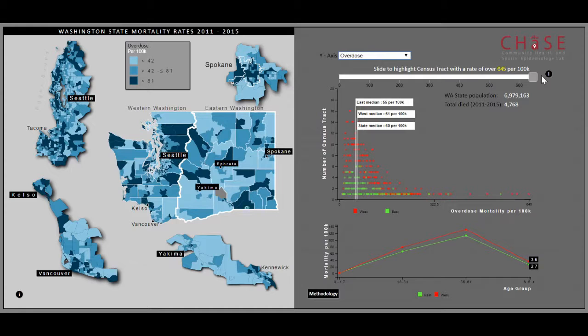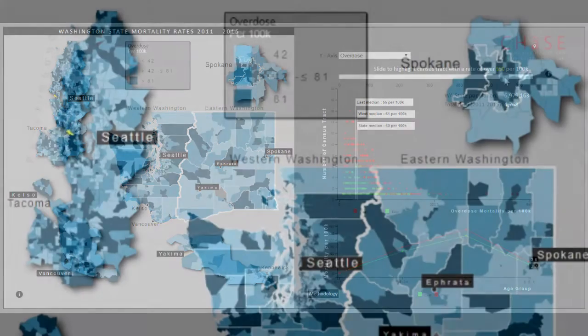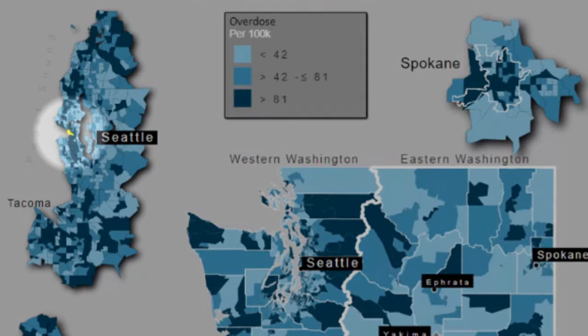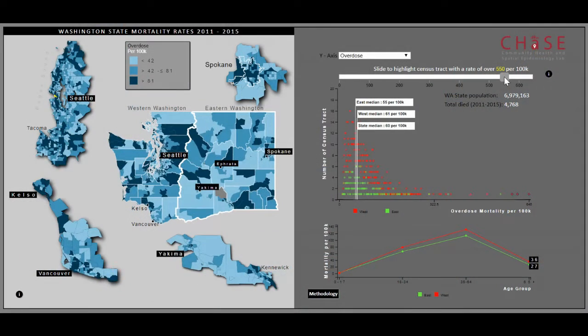We can use the slider to the right to highlight all the census tracts with mortality rates above a certain threshold value on the map. At this value, 550 deaths per 100,000 people, we see that the regions with the highest mortality rates are in the Seattle area. As we keep sliding to the left and reducing our threshold value, census tracts with lower and lower mortality rates light up.